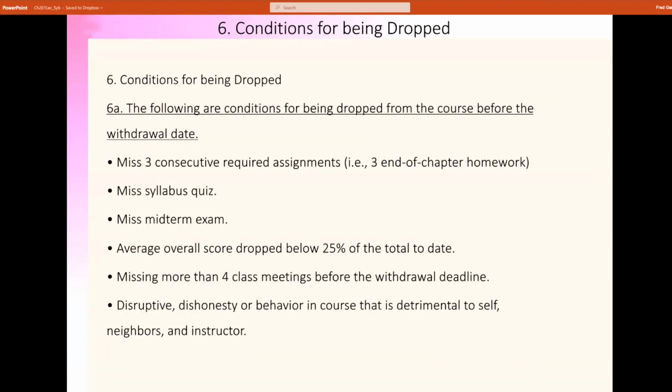These are certain things that will allow me to drop you from the course. It's in the syllabus, so it's kind of like a contract. Try not to miss 3 consecutive assignments, like one homework and 2 quizzes, for example, that are consecutive. Try and don't miss the syllabus quiz. We need to be on the same page in terms of the policy of this class.